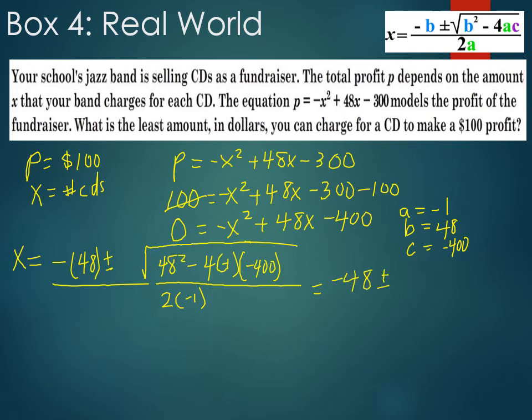Can someone tell me what 48 squared is? 2,304. 2,304, thank you. What is negative 4 times negative 1 times negative 400? One more time? 1,200. 1,600. So we have negative 1,600.